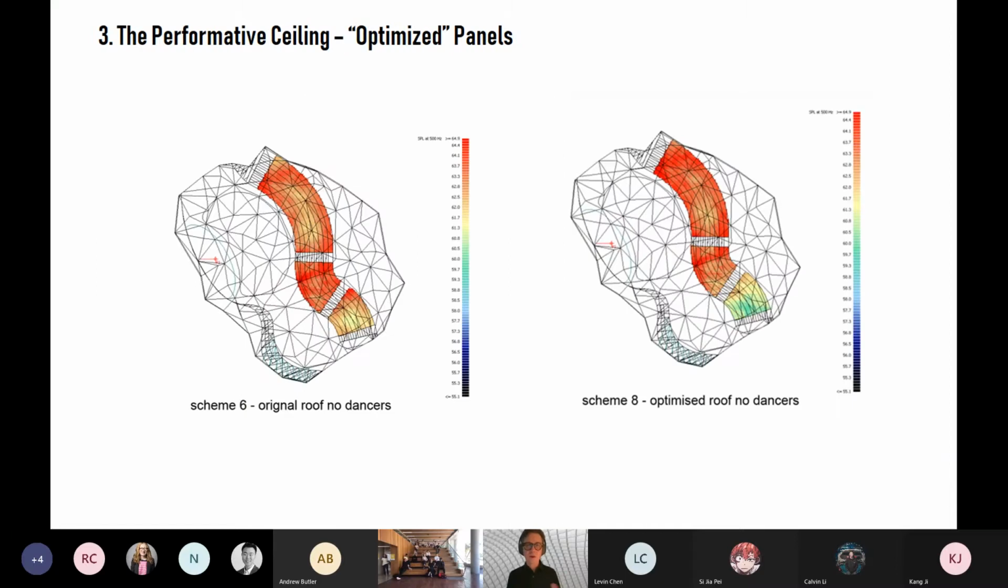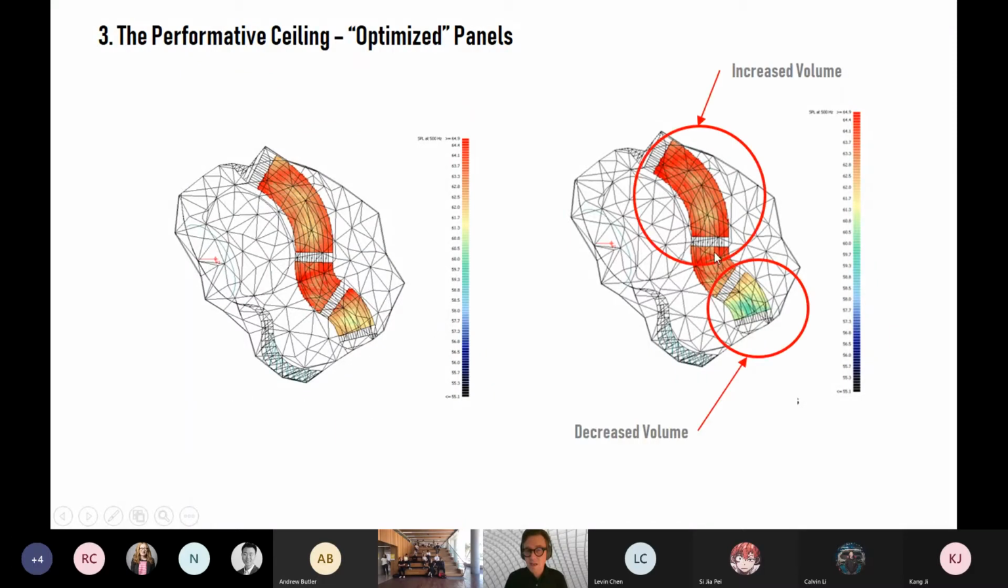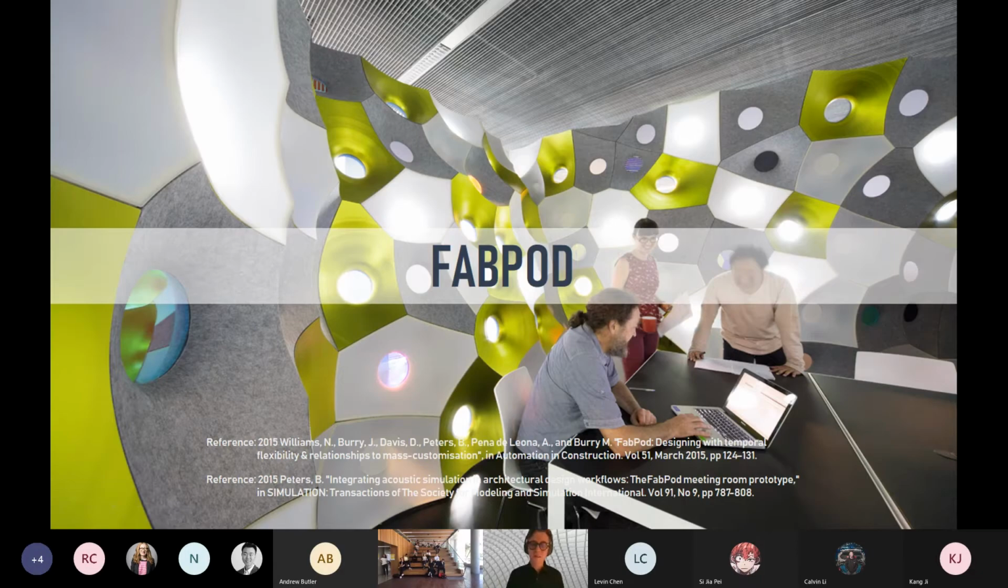You can see here this was the performance improvement. On the left, it's quite loud throughout the whole space, relatively even, whereas after the optimization, it has gotten louder on this side, and decreased volume on that other side. So that seemed to have worked well.